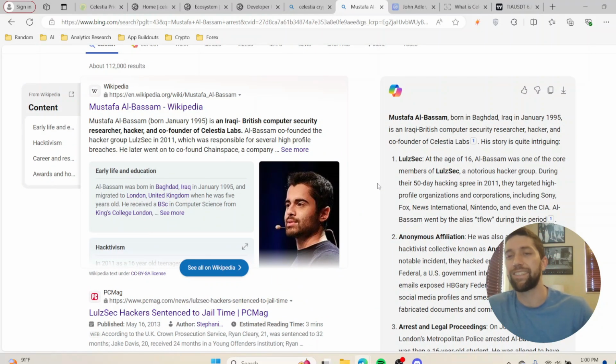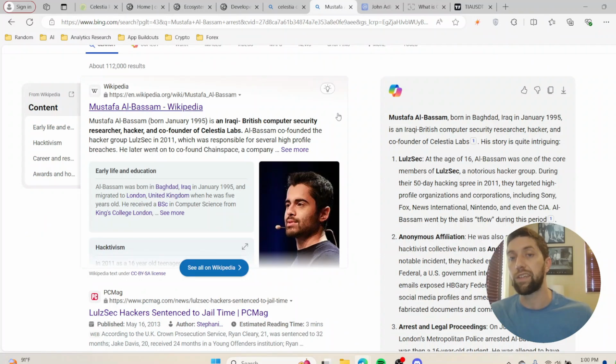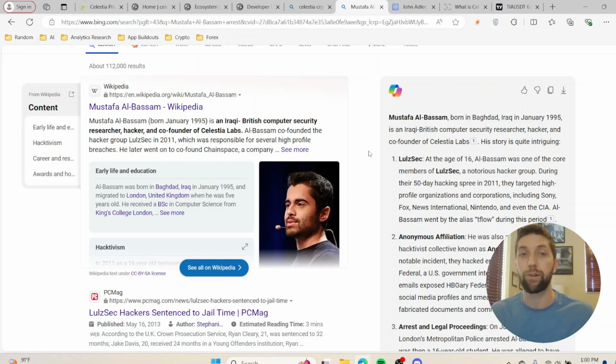And some of the organizations that he targeted during a 50-day hacking spree were Sony, Fox, Nintendo, and even the CIA. After this, he ended up getting a computer science degree, and then he also created Chainspace. The company Chainspace was actually acquired by Facebook, I think in 2019. So you can say he's pretty skilled in the computer science space.